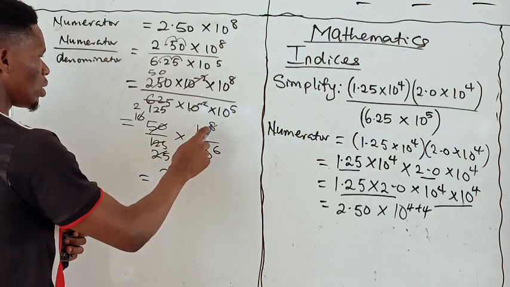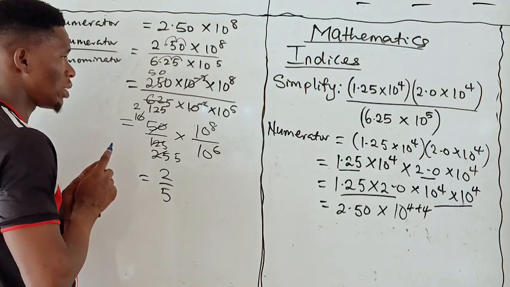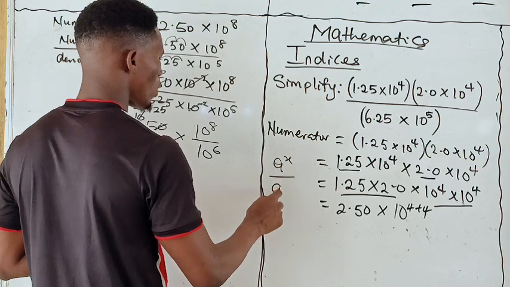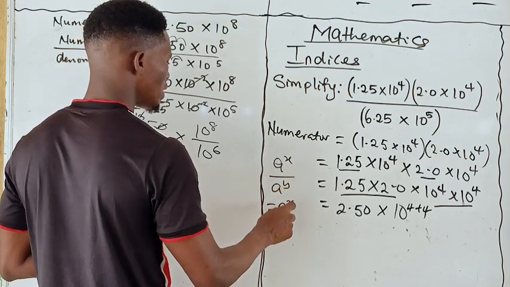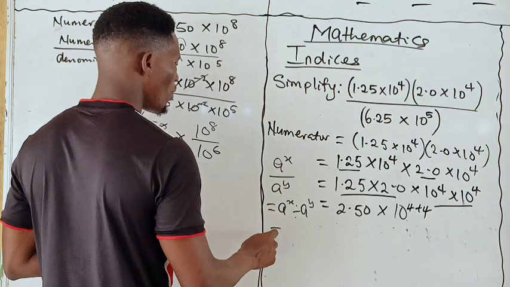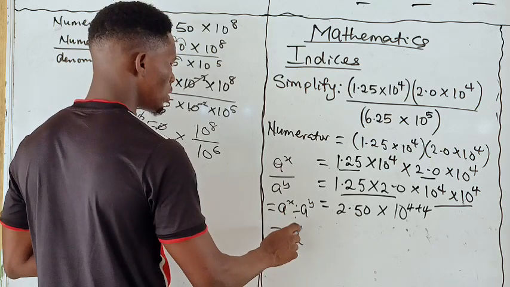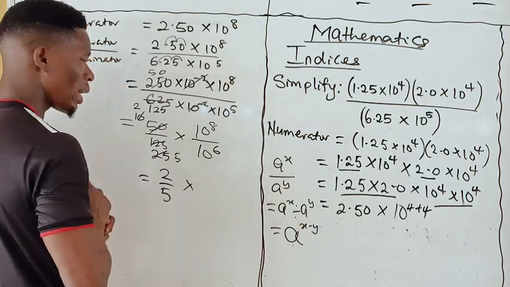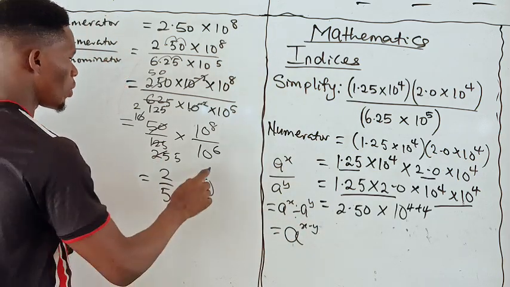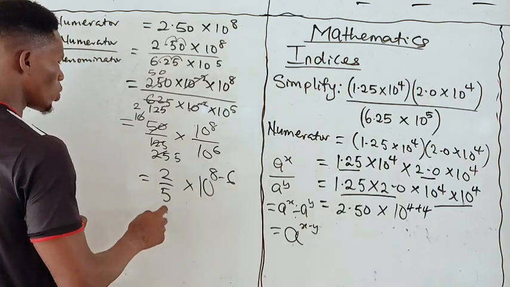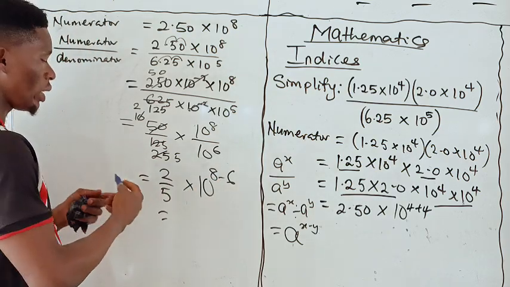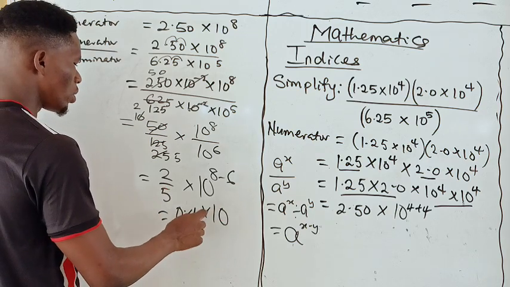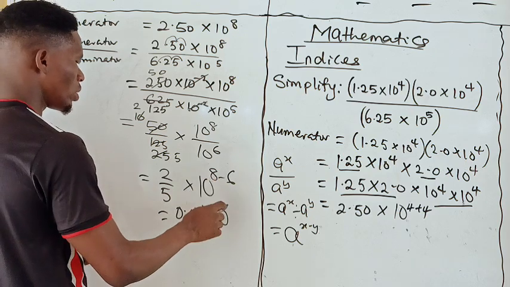Now look at this, 10 raised power 8 over 10 raised power 6. Now we are going to apply the law of indices here. The law of indices we are going to apply is that if we have a raised power x over a raised power y, it's also the same thing as a raised power x divided by a raised to the power of y. And we are very familiar with this, that this will become a common base, x we subtract y. That means we take a common base, then we subtract their powers. So that means times 10, that's the common base, then we have 8 minus 6, right? So now 2 over 5, you can change 2 over 5 to a decimal. 2 over 5 is 0.4. Then we have times 10 raised power 8 minus 6 is 2.